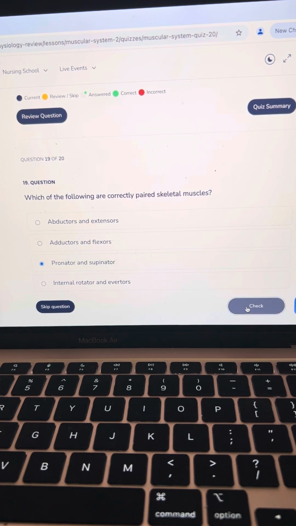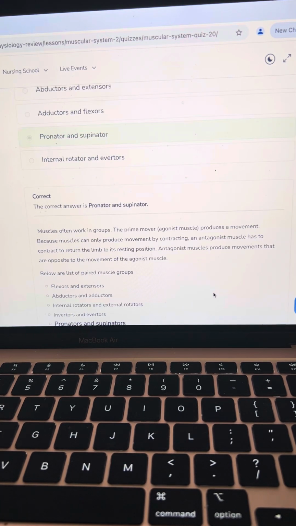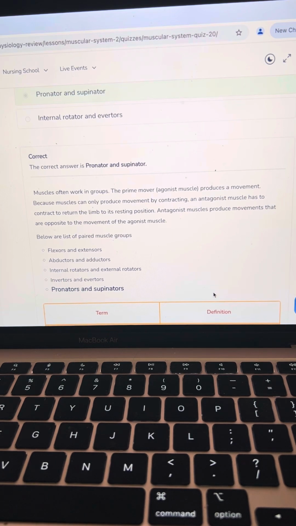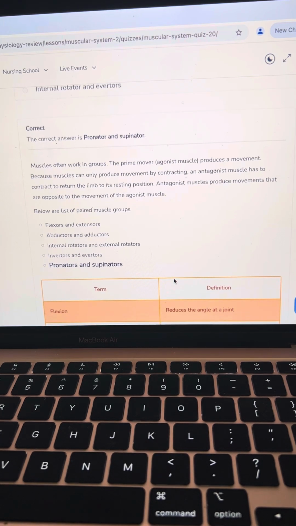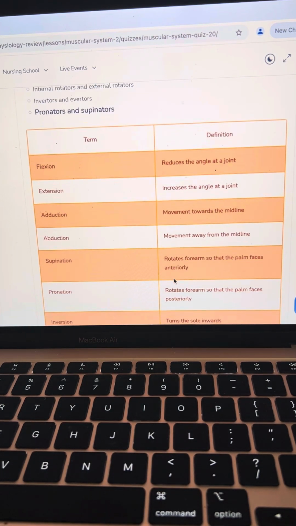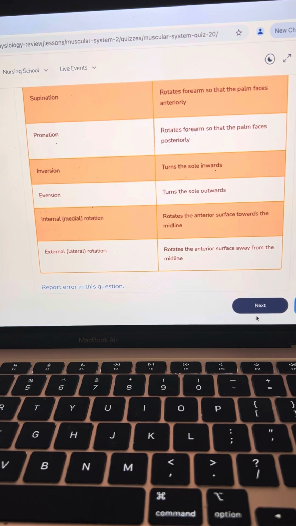Okay, let's go ahead and check. And there you go. Correct. And look, here it's going to tell you which ones go together. So if you need to memorize that, pause. Okay. And here it goes over this list again. Very nice.